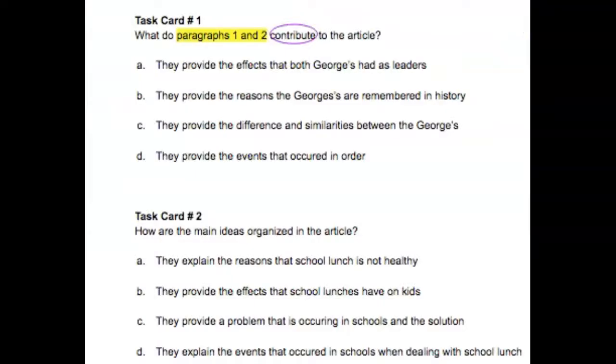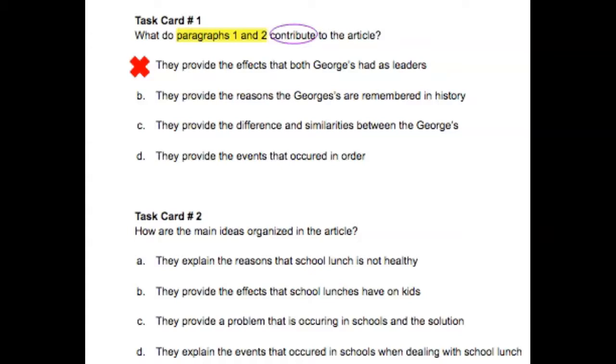Now let's think. What do paragraphs 1 and 2 contribute to the article? So let's think about the article with both Georges. Remember, paragraph 1 presented us with the differences, and paragraph 2 presented us with the similarities. So we know it was compare and contrast. A, they provide the effects that both Georges had as leaders. No, because paragraph 2 didn't talk too much about them being leaders. It talked about what they looked like, that they were married, and that they were very liked.